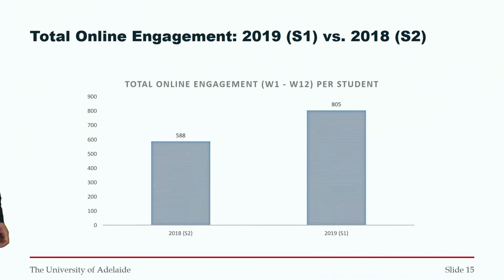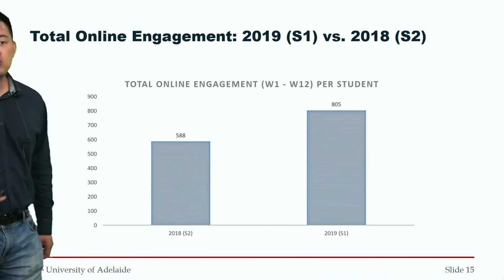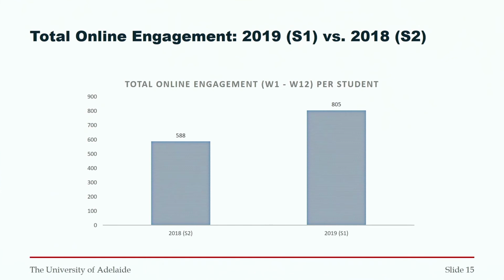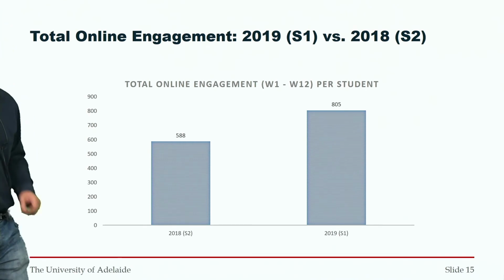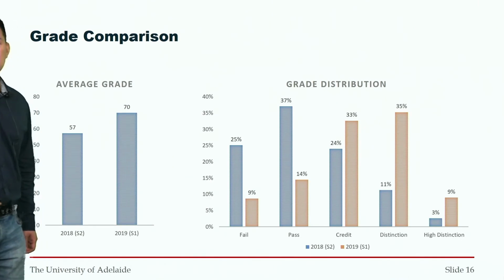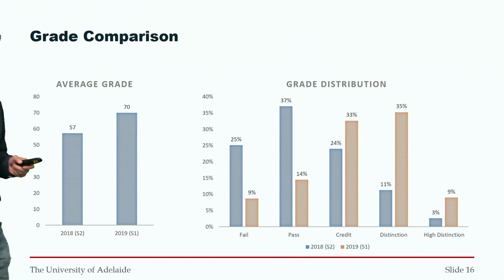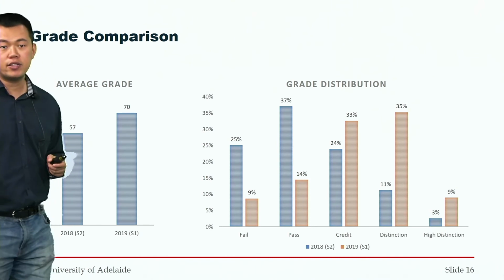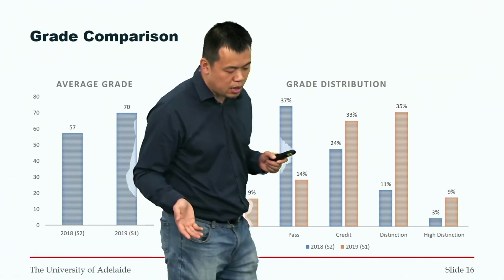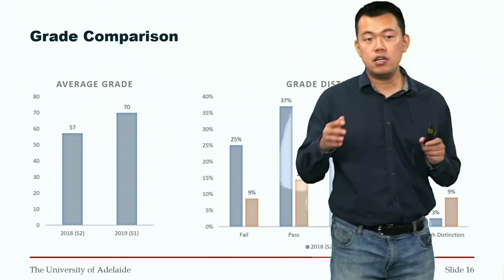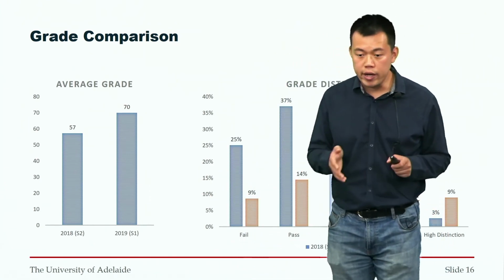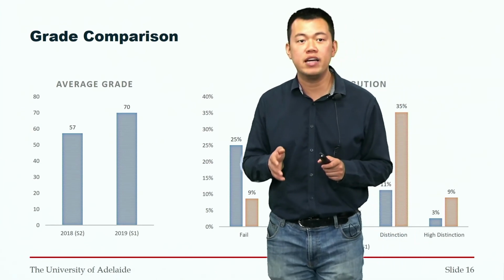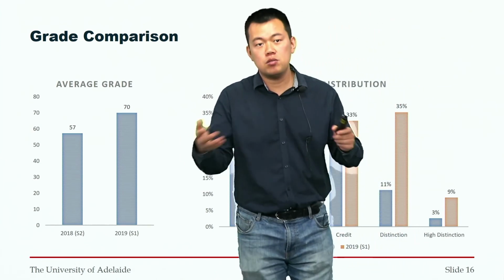Once again, the total online engagement between week 1 and week 12 per student increased significantly, almost 30% from semester 2 2018 to semester 1 2019. And also the average grade increased. As I said, this course used to be a high failure rate course, with a 26% failure rate. And in semester 1 2019, the failure rate significantly dropped to 10%.